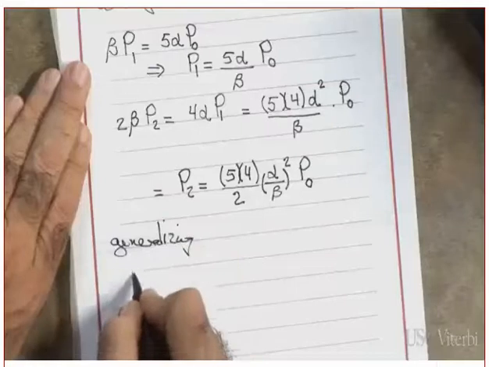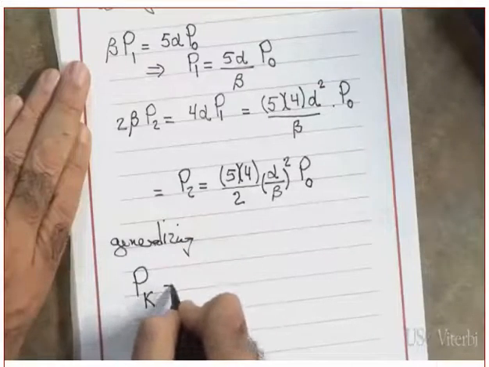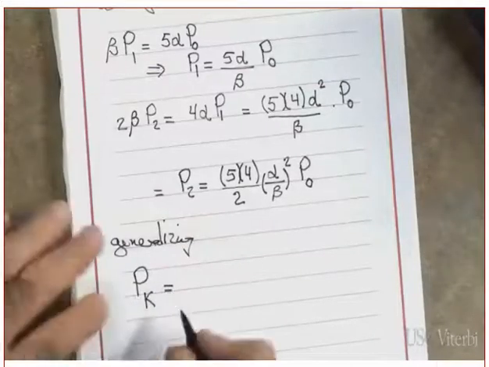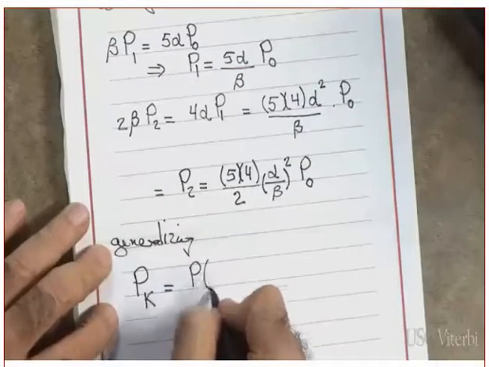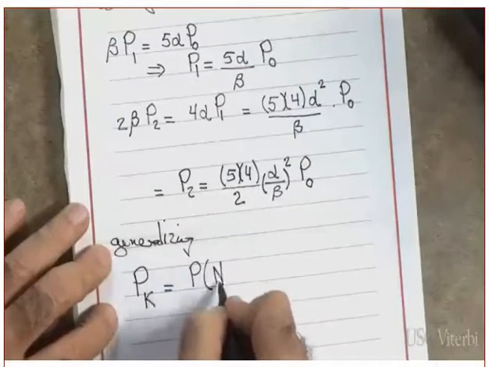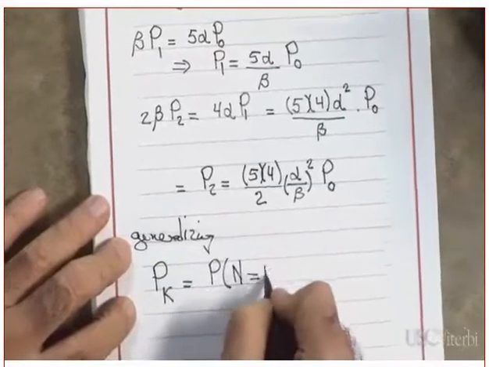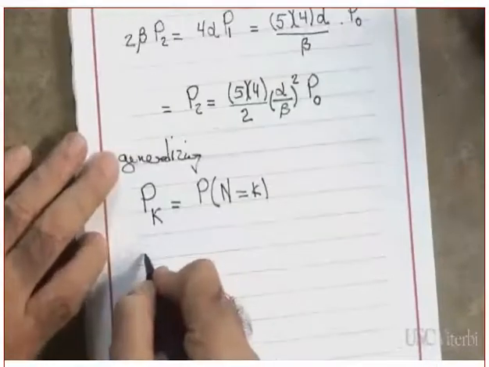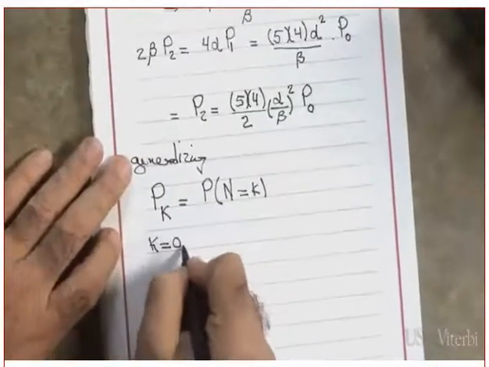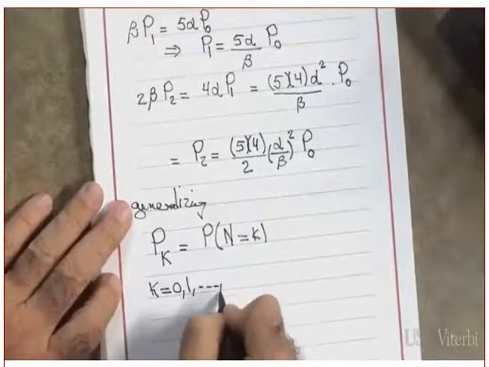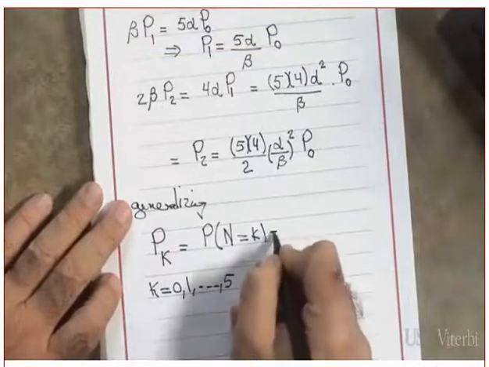What is P sub K? First of all, what is P sub K? It's the probability that N, which is the number of what? Number of active devices equal to what? K. Where K goes from where to where? 0, 1, all the way to 5. What is it equal to?